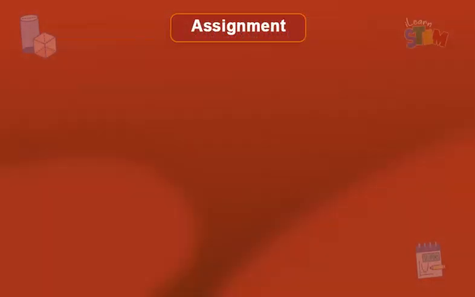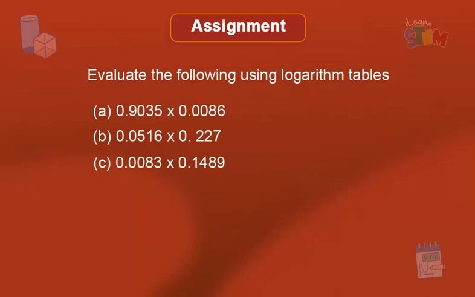Assignment. Write down the following assignment and try solving them yourself. Evaluate the following using logarithm tables. Take your time, stay focused, and do your best.